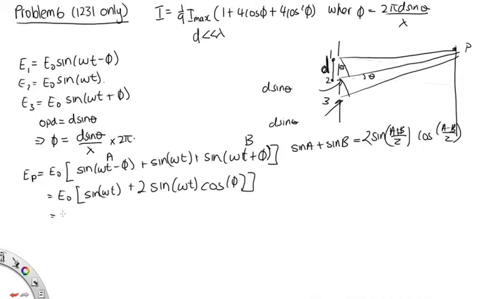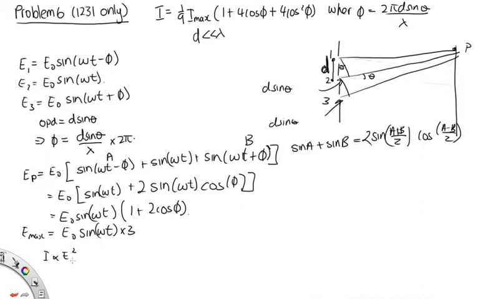So we can write this as E naught sine omega t outside of 1 plus 2 cos phi. And so the maximum value, E max, will equal E naught sine omega t times 3, because the maximum value this can have is 3. Now what we're asked about is the intensity, and the intensity is proportional to the electric field squared.